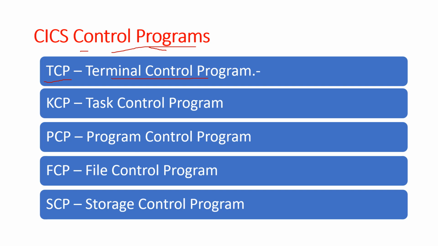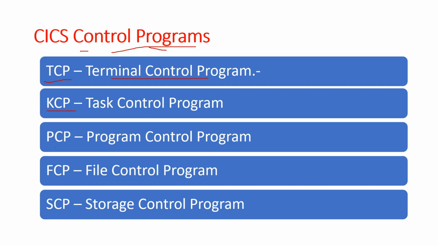TCP is used to receive messages from the terminal and it maintains hardware communication requirements. Also, it requests CICS to initiate the task. Next one is KCP. KCP is known as the Task Control Program. KCP is used to simultaneously control the execution of tasks and their related properties. Also, it handles all the issues related to multitasking.